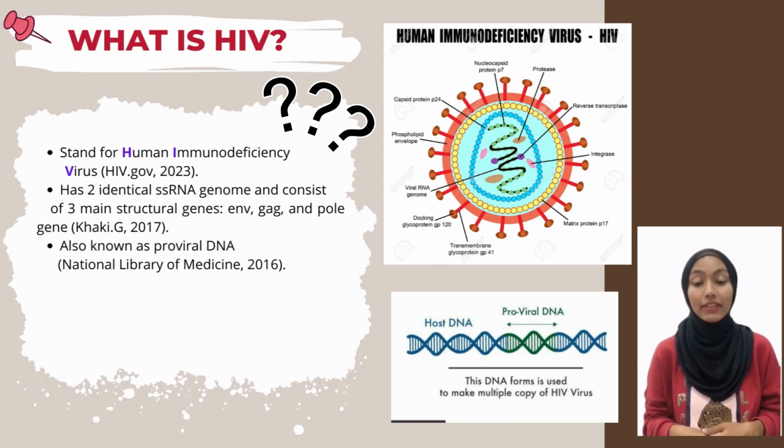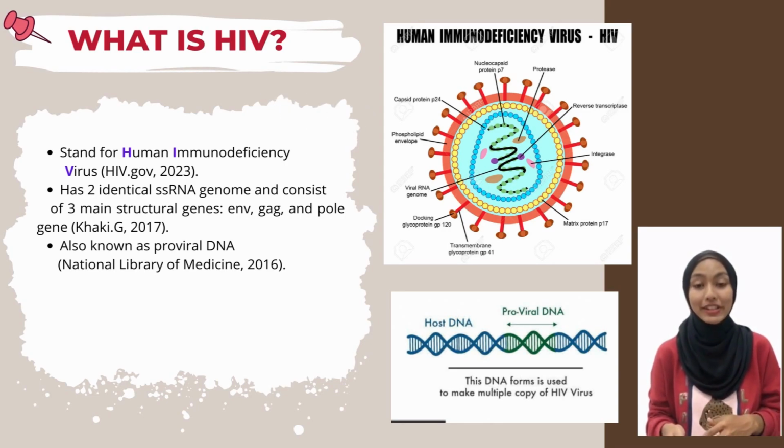designed for human immunodeficiency virus that attacks the body's immune system. If HIV is not treated, it can lead to AIDS, acquired immunodeficiency syndrome. The HIV genome has two identical single-stranded RNA strands and consists of three main structural genes, which are the ENV gene, GAG gene, and POL gene.